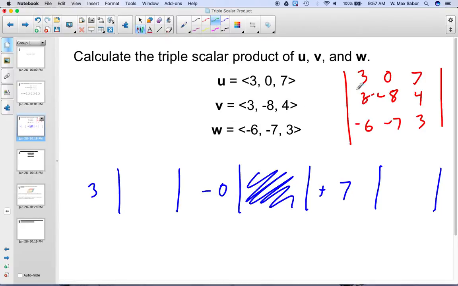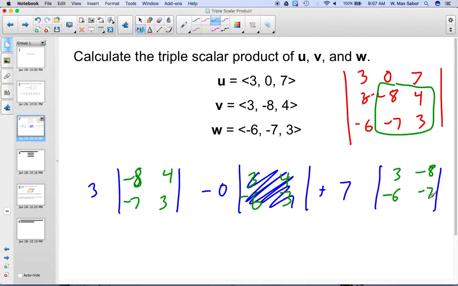So 3, I'm going to use this one with the 3. So negative 8, 4, negative 7, and 3. This one would have been 3, 4, negative 6, and 3. And here we have 3, negative 8, negative 6, and negative 7.